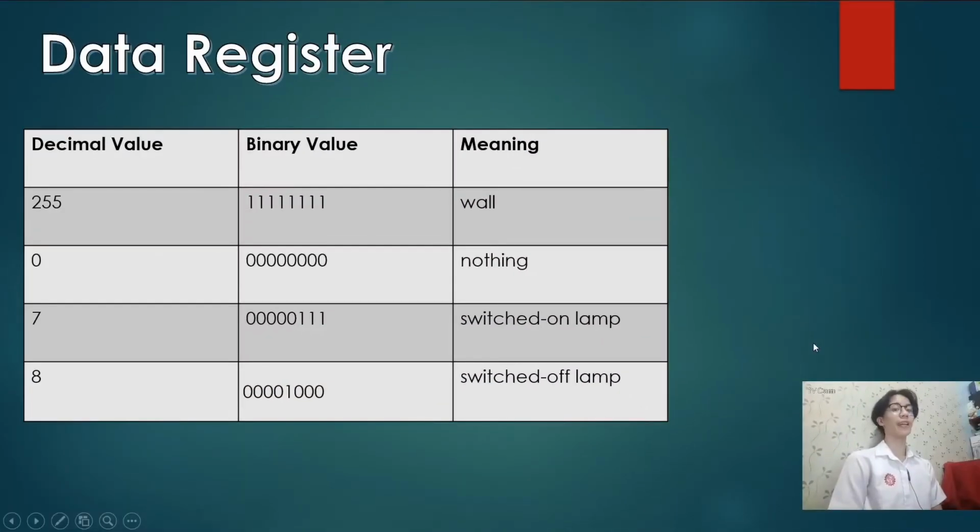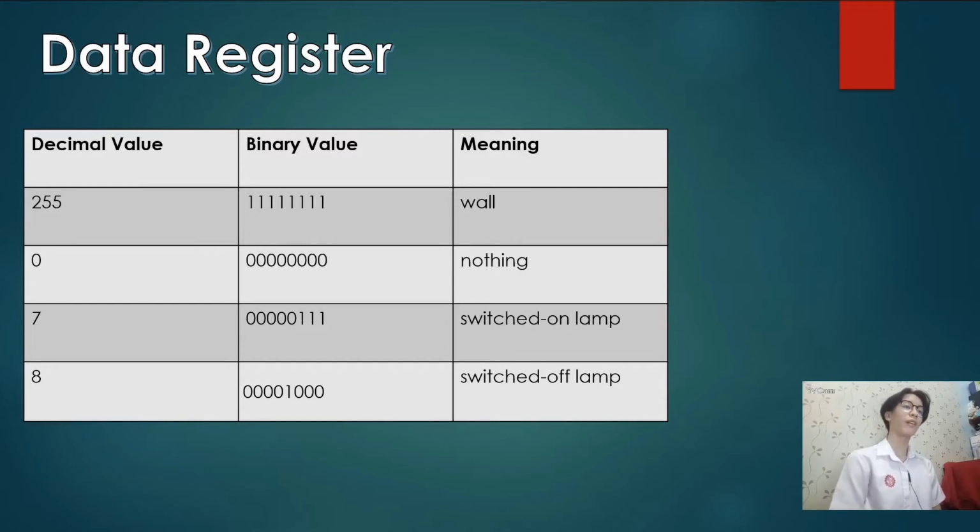Data register. The second byte, or port 10, is the data register. This register is set after the robot completes the examine command. The decimal value 255, and the binary value of it has 8 indications of 1. The meaning of it is the wall. The decimal value 0. It has 8 zeros in the binary value, and the meaning of it is to do nothing. Decimal value 7. Only the 6th, 7th, and 8th positions of the binary pattern have the indication of 1, and the meaning of it is there is a switched-on lamp.